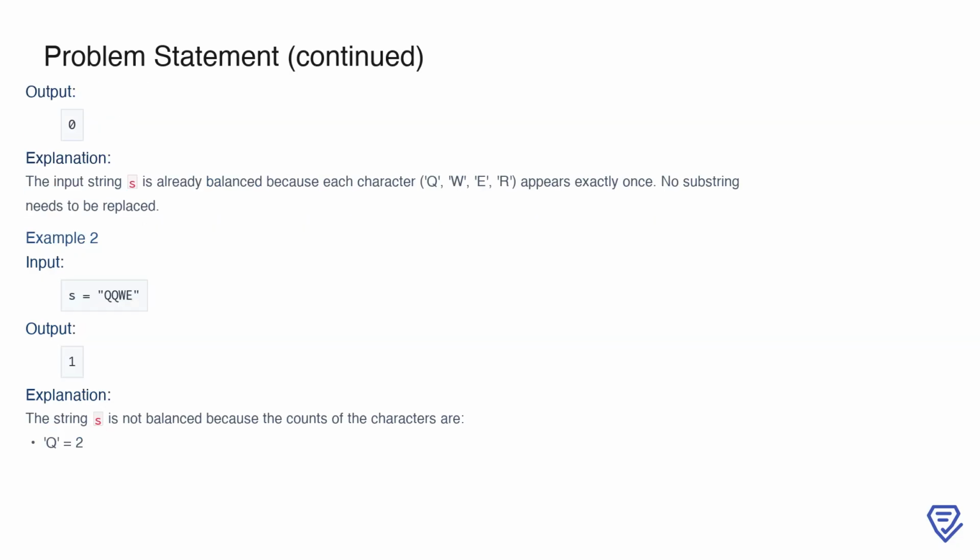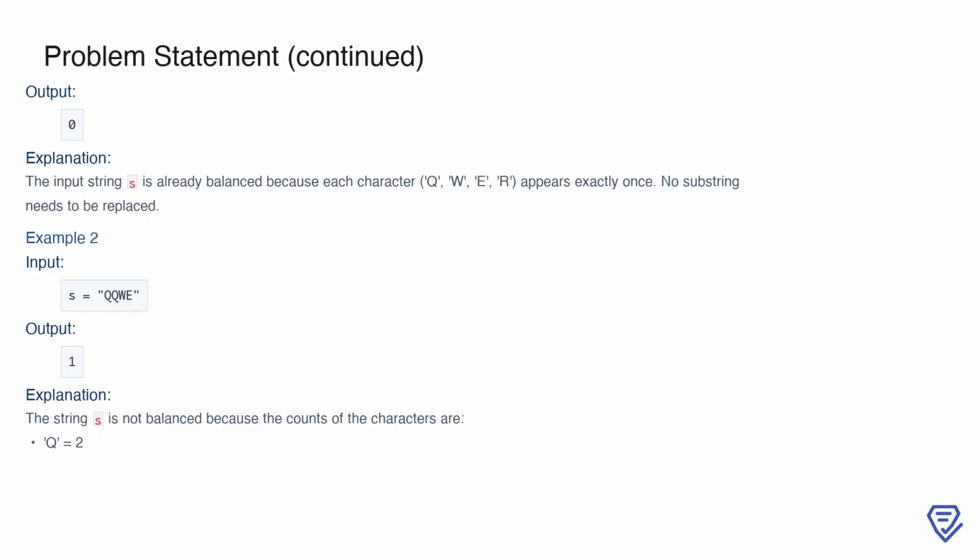In the first example, the input string is S equals QWER. The output here is 0. This is because the string is already balanced. Each of the characters Q, W, E, and R appears exactly once, which matches the required count of n/4. Since no substring needs to be replaced, the minimum length is 0.